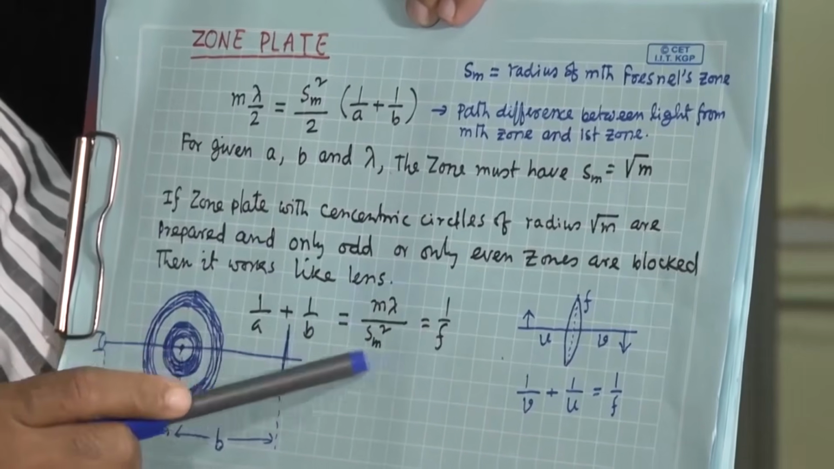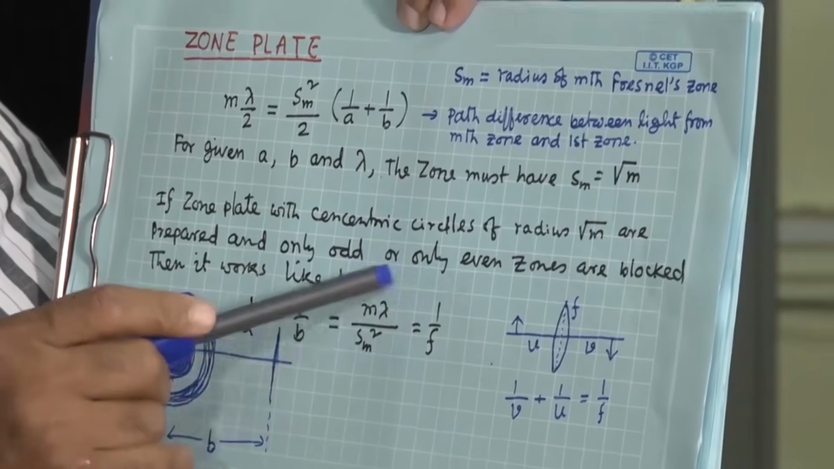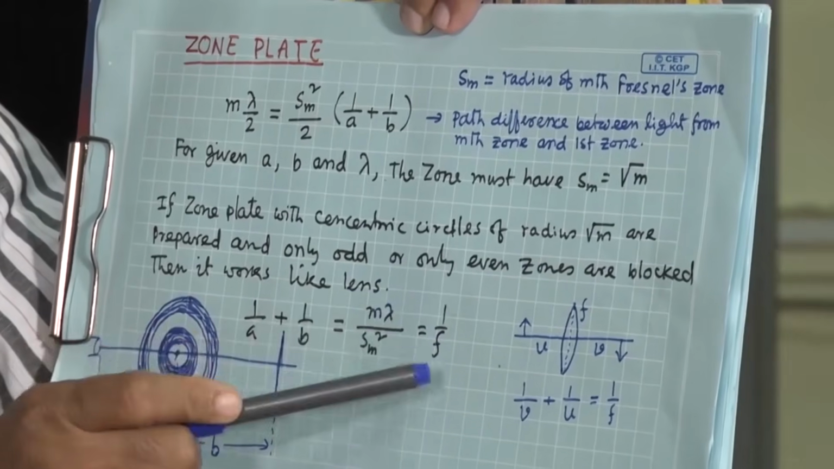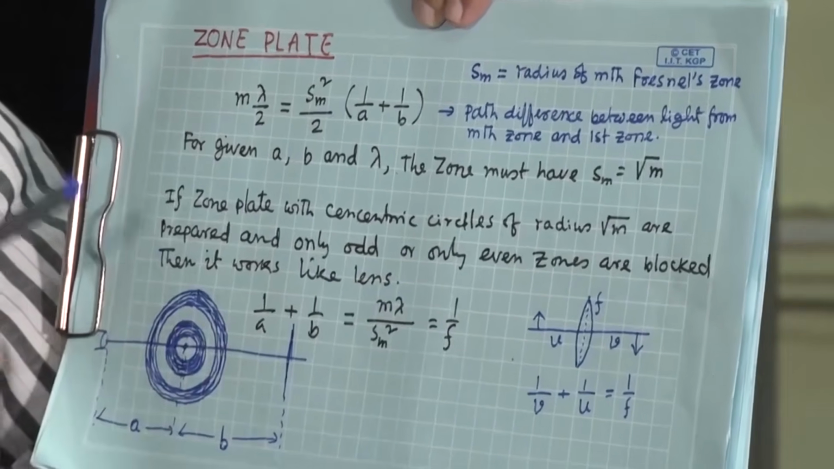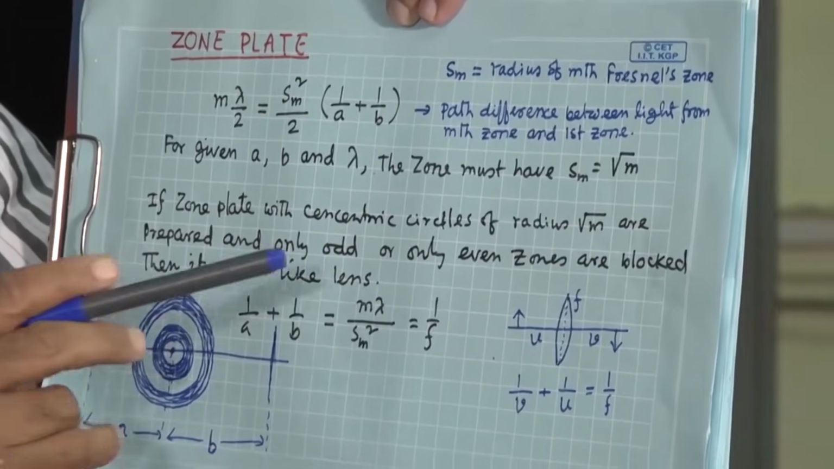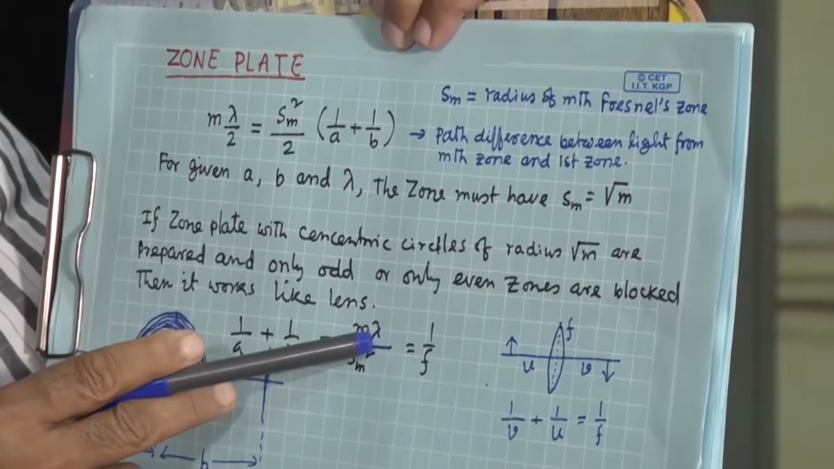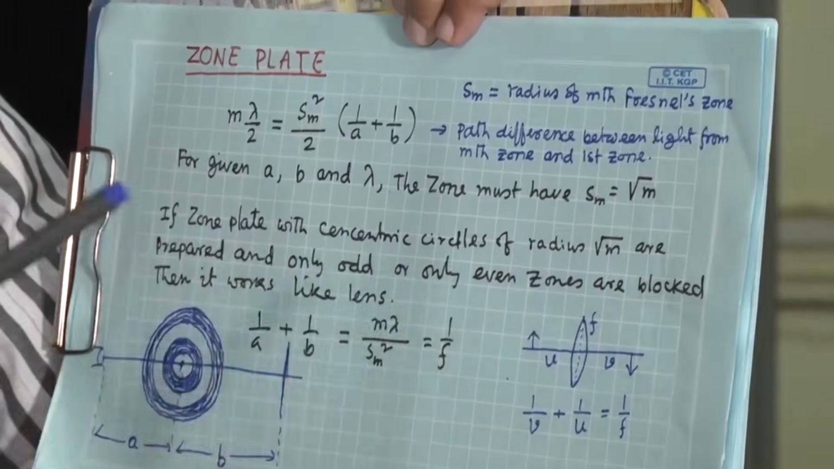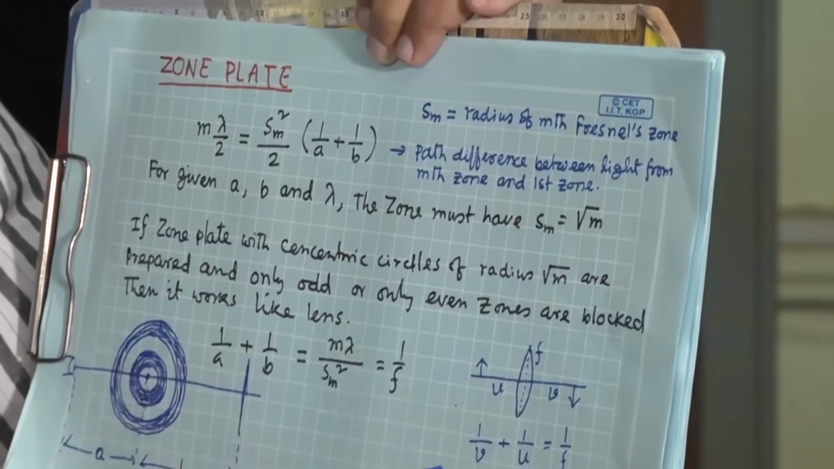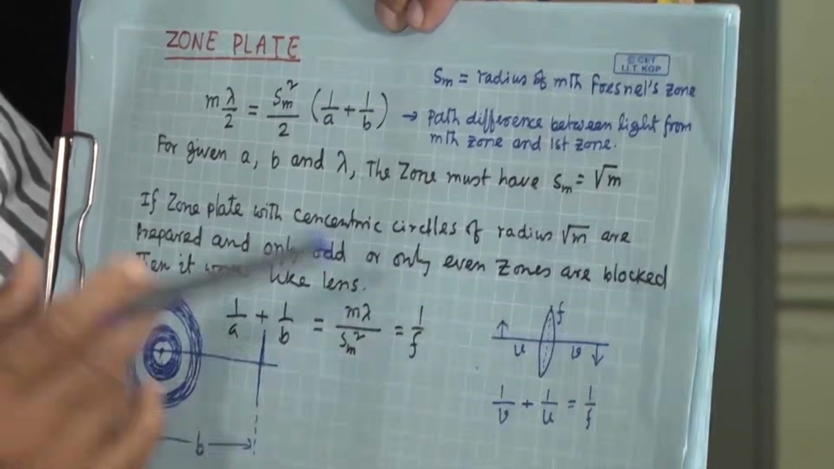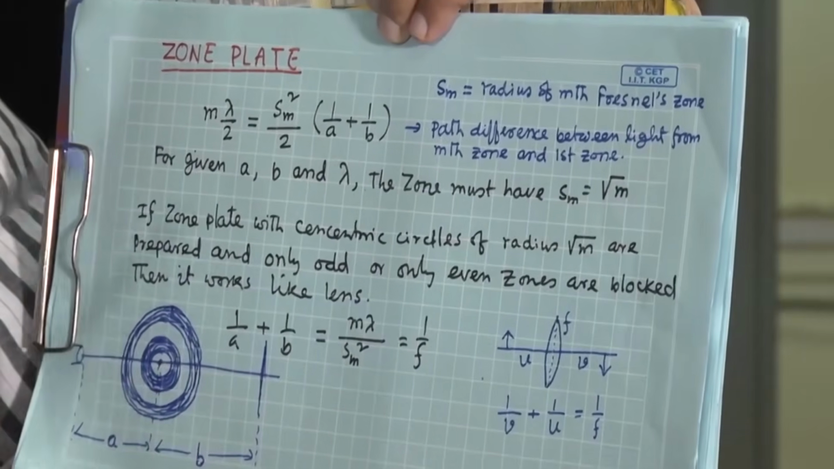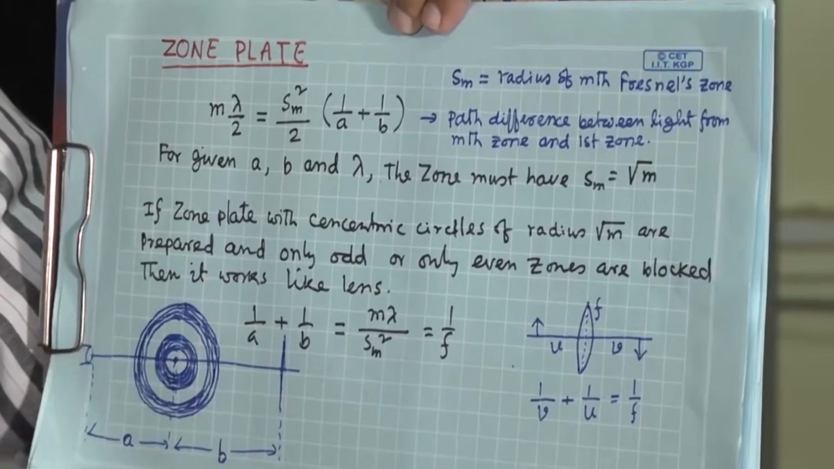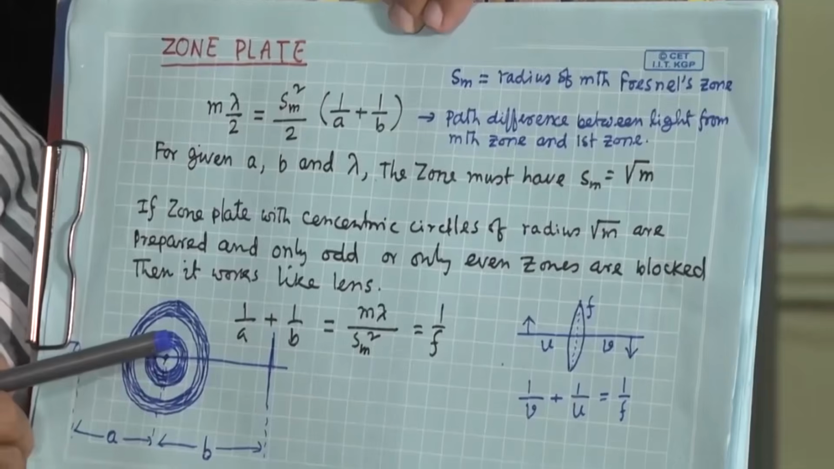Here you can see that for a particular lambda, the focal length of this zone plate depends on the wavelength of the light. If you take a convex lens, the focal length does not depend on the wavelength, it is fixed. Here you can vary the focal length, and easily construct this type of plate, which you can use like a convex lens.